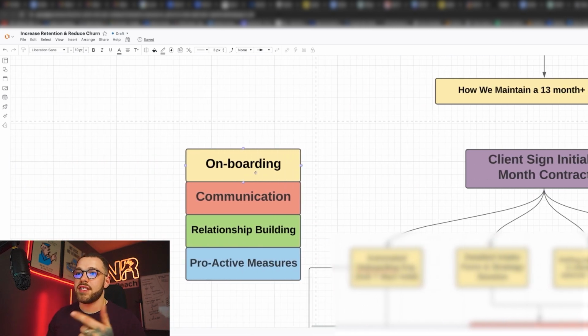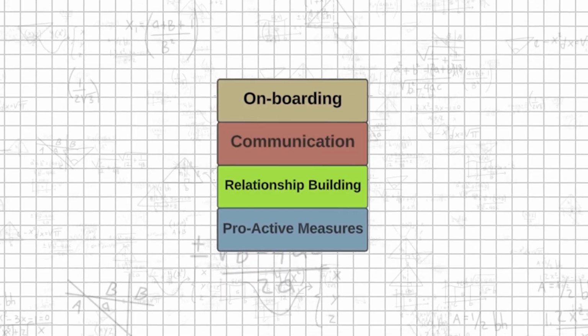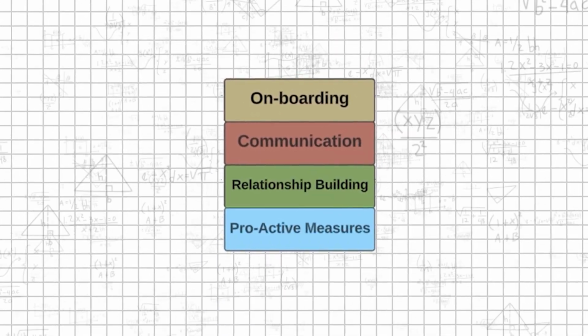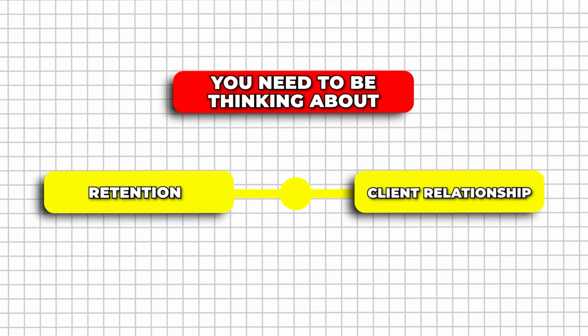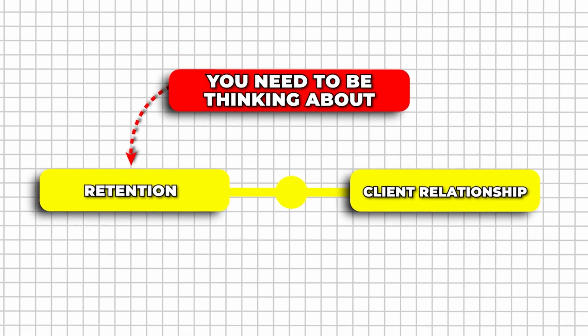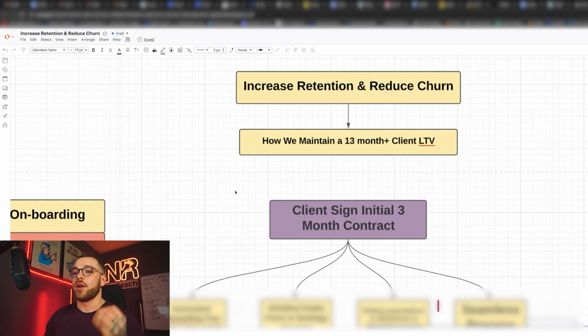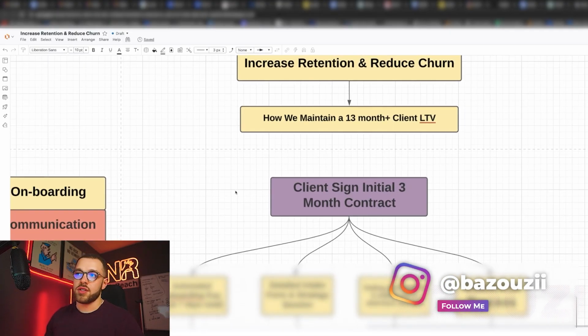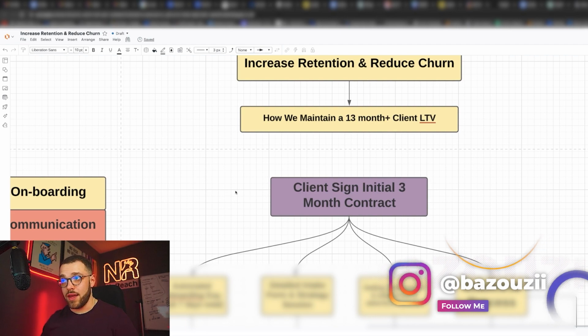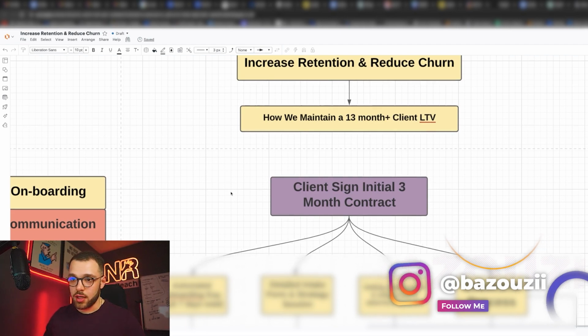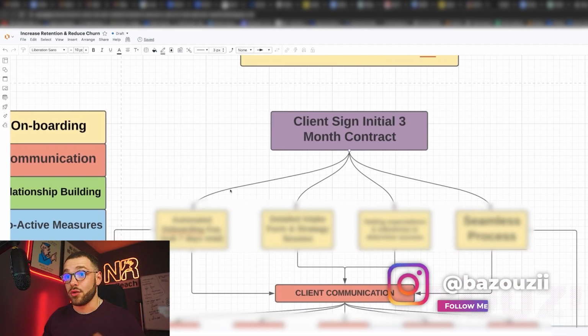We pretty much are always pitching a 90-day contract to get started. And we're going to be reviewing today onboarding, communication, relationship building, and proactive measures. This is what you need to be thinking about, whether it's from your retention side or whether this is your client relationship manager watching this video. Regardless, this is what we do inside of our agency to maintain a minimum of a 13-month average client lifetime value, or how long they're staying with our agency.